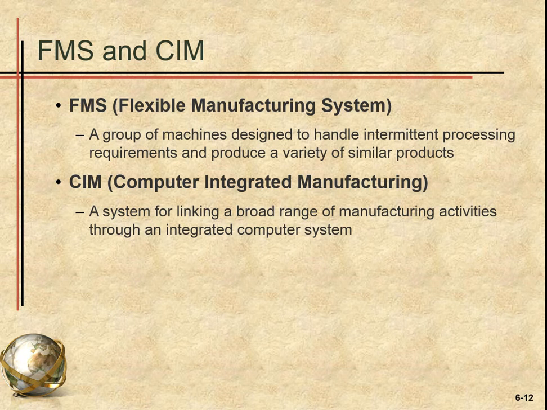FMS and CIM. FMS, flexible manufacturing system, is when you have a bunch of machines that are meant to handle intermediate processing, which is more for a job shop or a batch process, and you can use them to do a lot of different products.